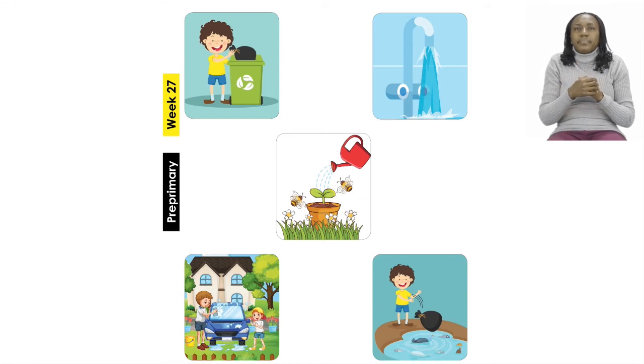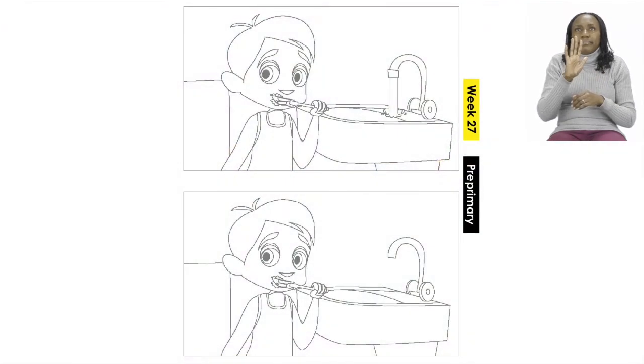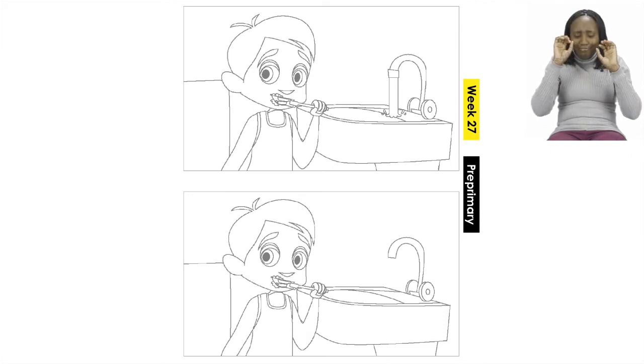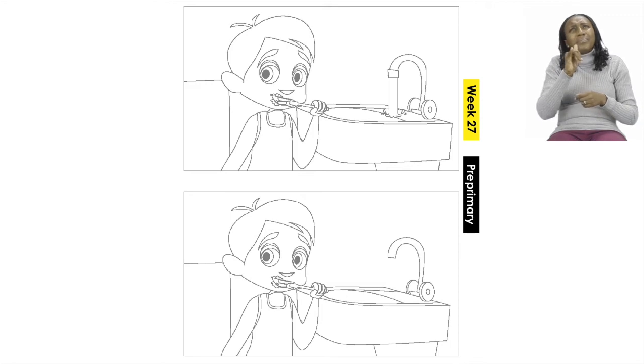Let's turn our booklets to page 5. Now here on page 5, we have to color. There are 2 pictures on page 5, and we have to find the picture that also shows us the correct way of saving water. Now remember everyone, saving water means we don't waste.